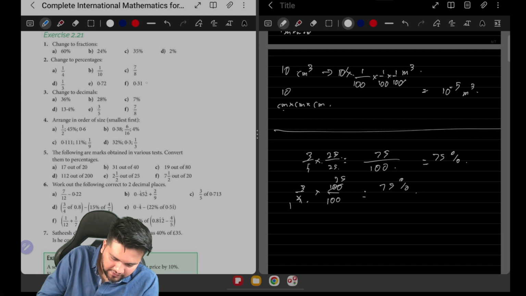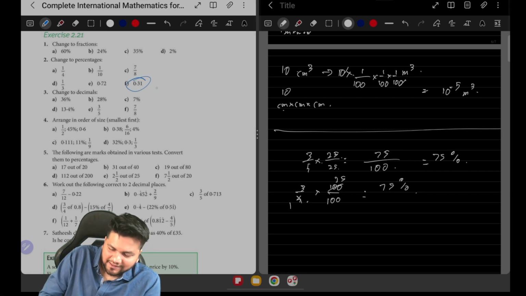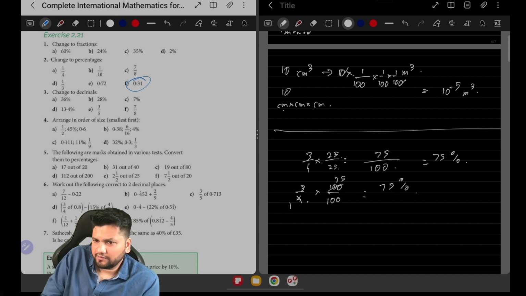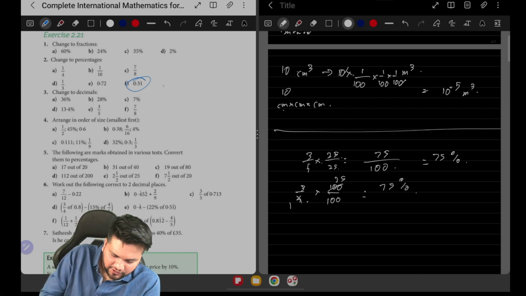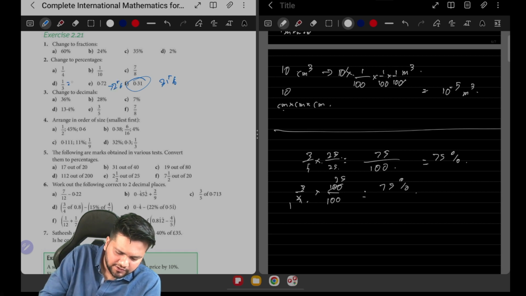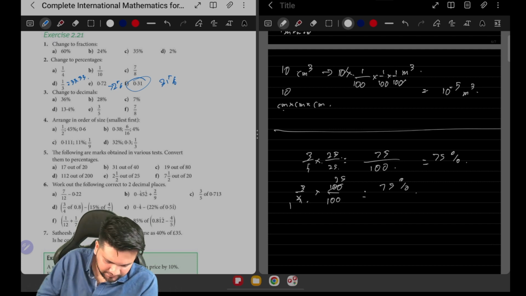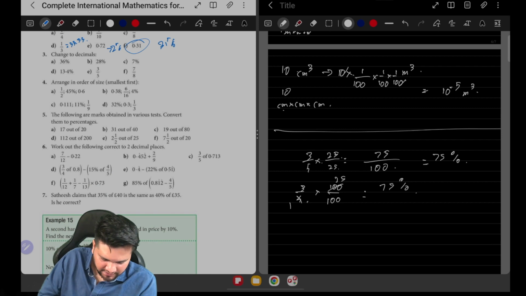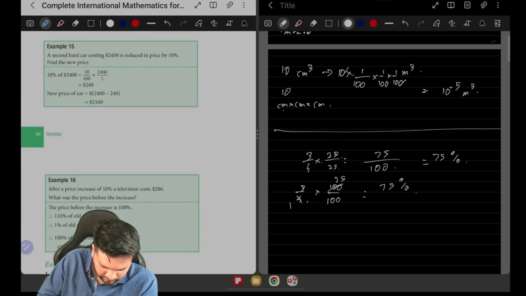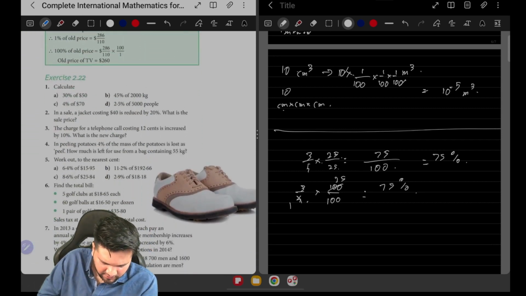For example, if I have 0.31, in fact decimal also, decimal is 0.31 by 1. I want 100 in the denominator, so I multiply numerator and denominator by 100 to get 31%. This is 72%. This is 33.33%. It's easy if you can convert fraction into decimal. Decimal to percentage is quite easy, you just have to shift the numbers. I think these are quite easy.